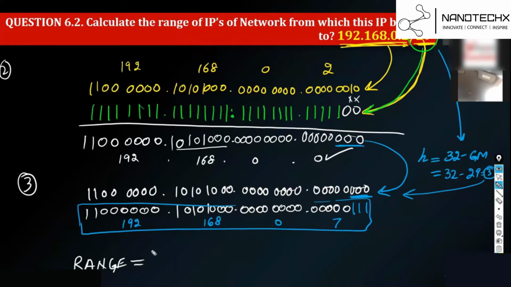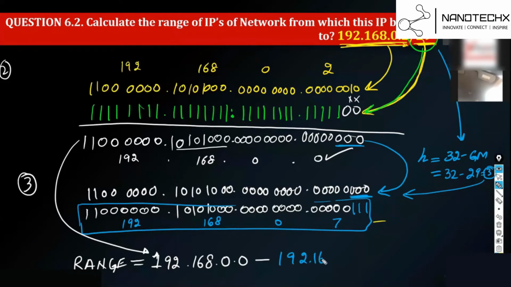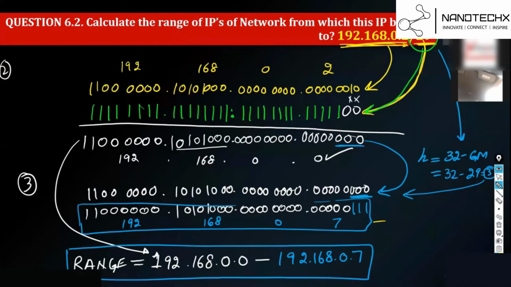Yes, you are right. So we have to write 192.168.0.0 up to where? Up to this number, 192.168.0.7. This is the range of IP addresses this IP belonged to. Clear, guys? So now let's write the first IP address.